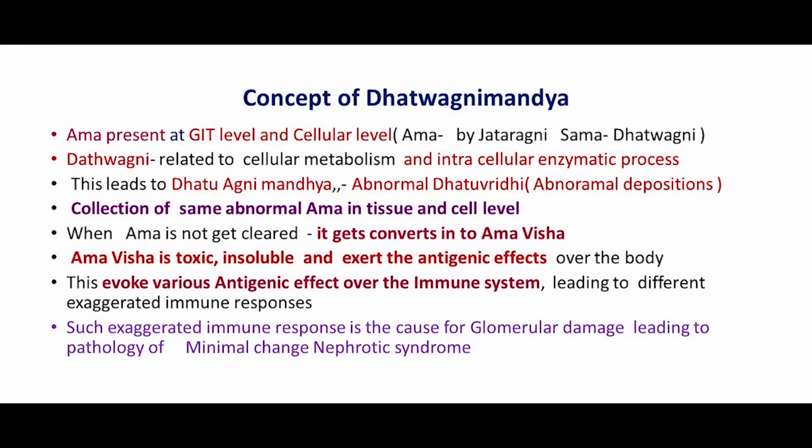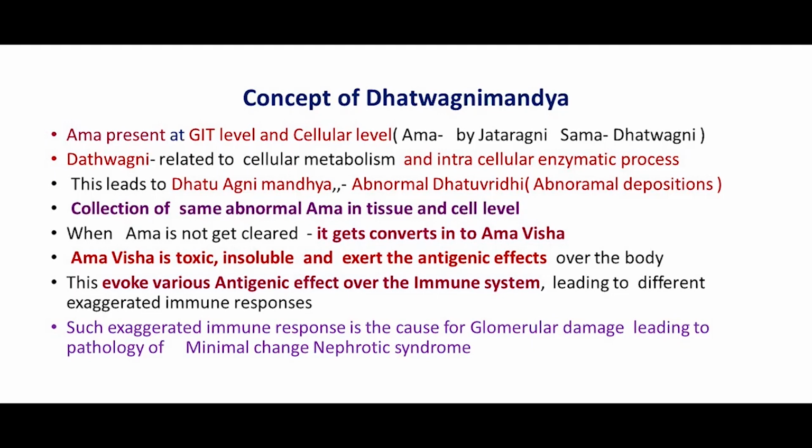Now comes the concept of Dhatvagni Mandya. Ama, which is present in the body, is the basic cause of all these problems. We know that rogaha sarvepi mandagno. So mandagni itself is the main cause for all the problems. Okay, so first there is formation of ama. This ama is present in two forms. One form is present at the gut level. Another form is present at the cellular level. One which is present at the gut level is called ama. One which is present at the cellular level is called sama.